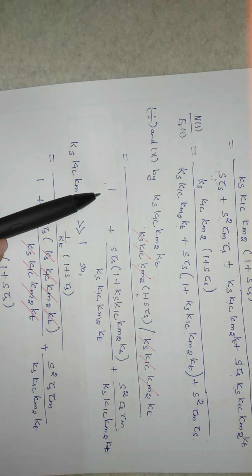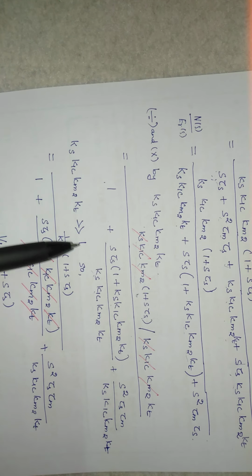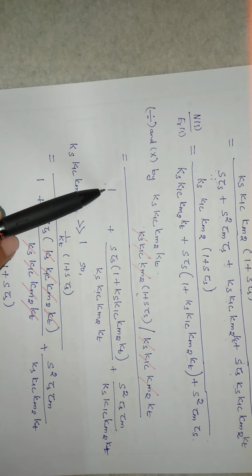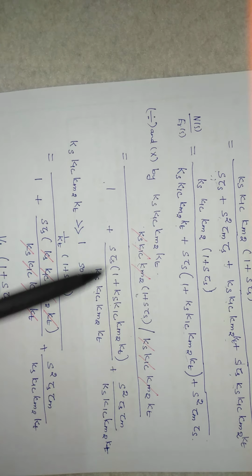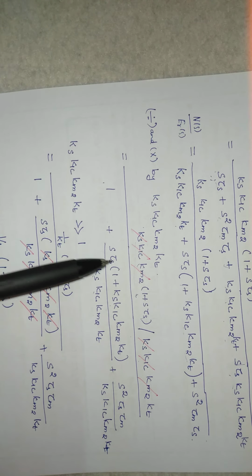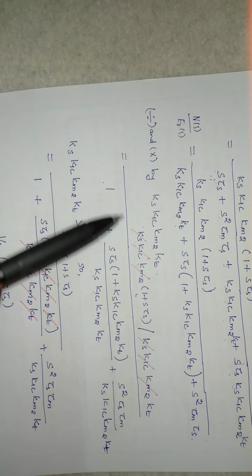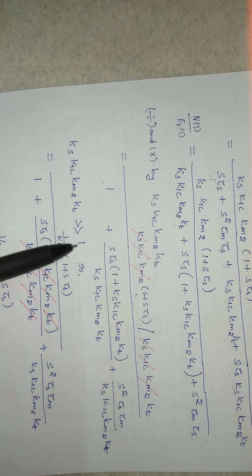I am repeating the same point. Why are we neglecting this 1? If you have a much huge value here, and that value is added with 1, there will not be a major difference. So we just neglect this 1 for simplification.